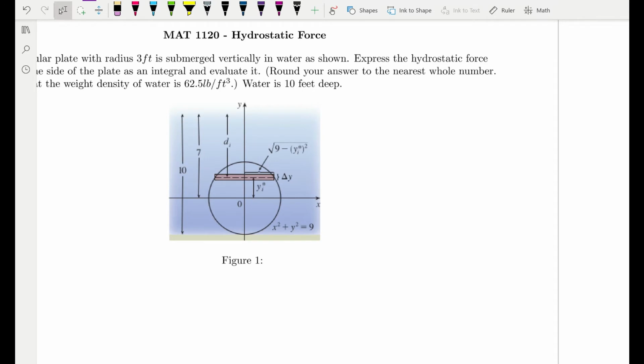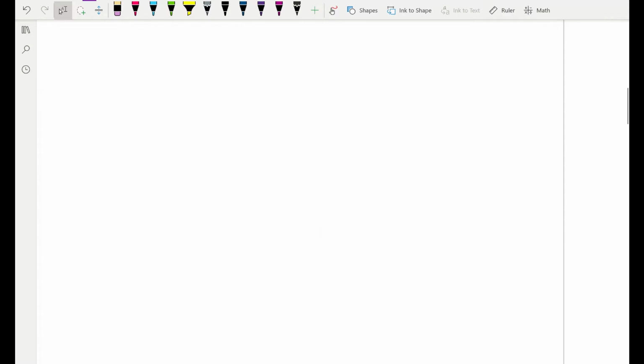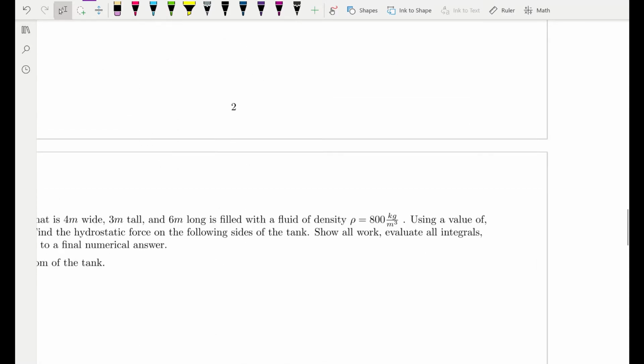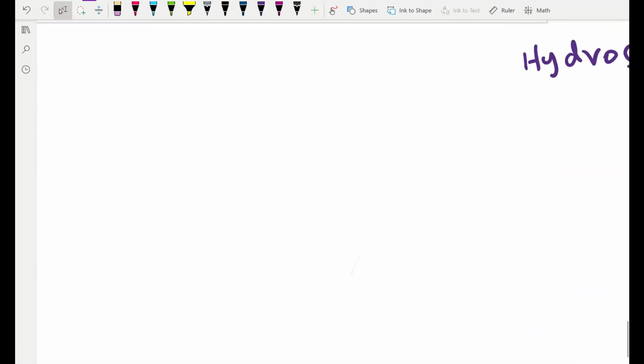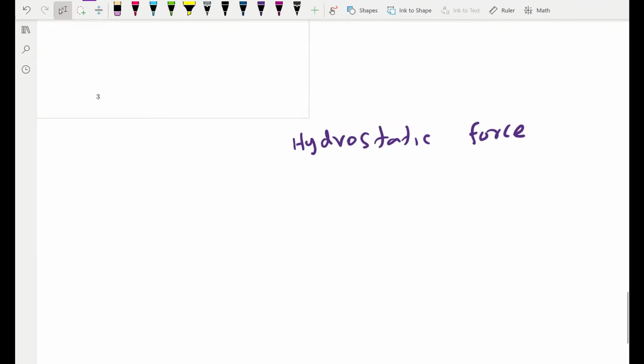Okay, so let's assume water. You have some kind of an object inside water, like you see in this picture. Now what you want to calculate is the force that acts upon this object because of water. That's what we're going to learn, how to calculate that hydrostatic force using integration.